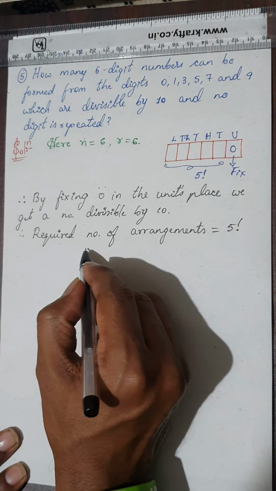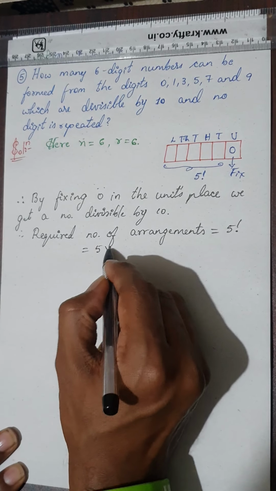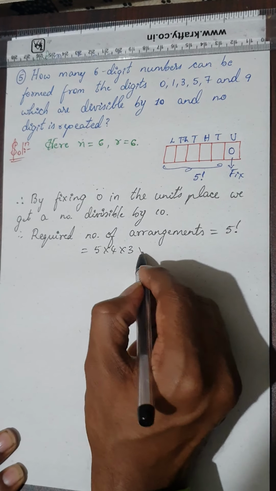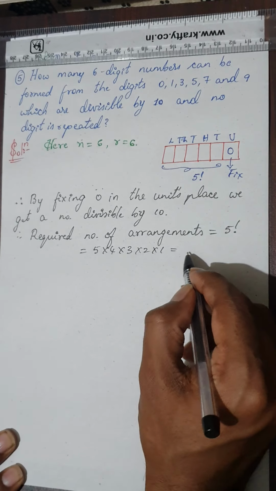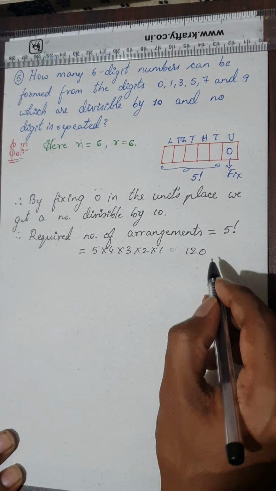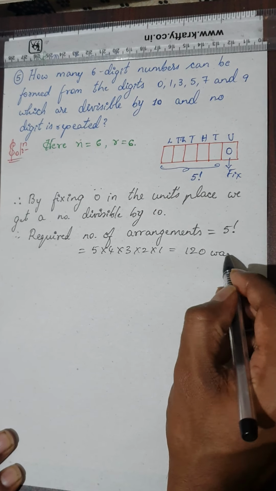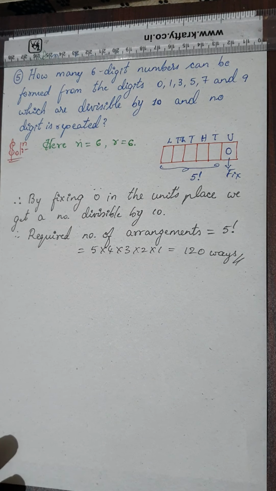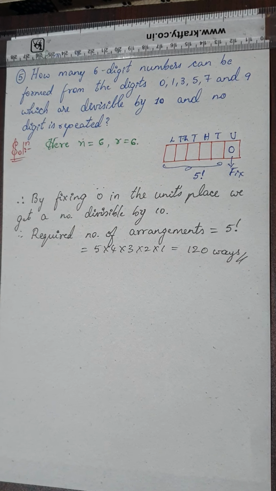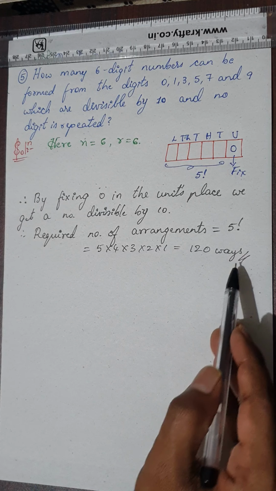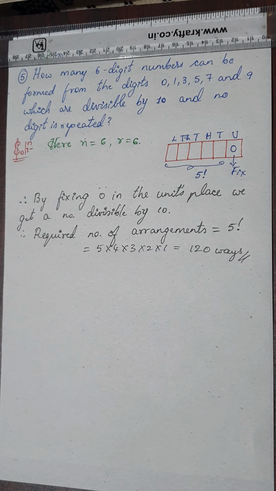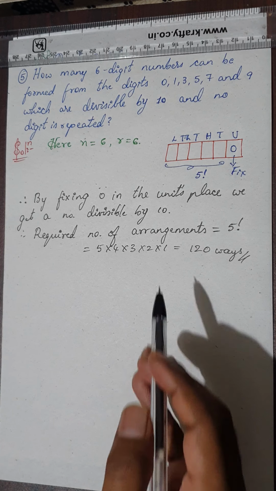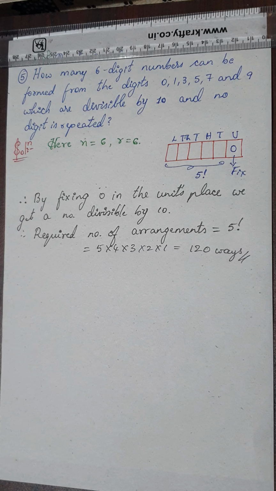And we all know 5 factorial is 5 into 4 into 3 into 2 into 1, which is 120 ways. So the total number of 6-digit numbers which are divisible by 10 is 120. Is it clear? Fine. I hope you don't have any doubts in this. Let's take up the next question.